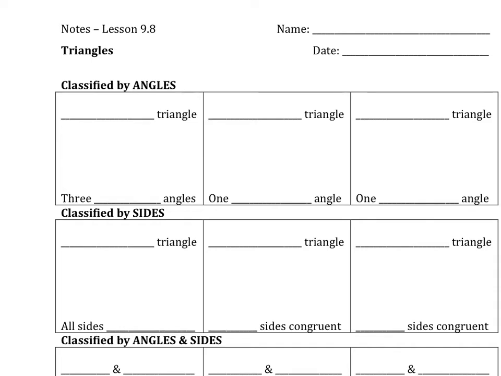The first triangle we're going to look at is called an acute triangle. An acute triangle is a triangle whose all of its angles are less than 90 degrees. So it has 3 acute angles. All of them are acute.